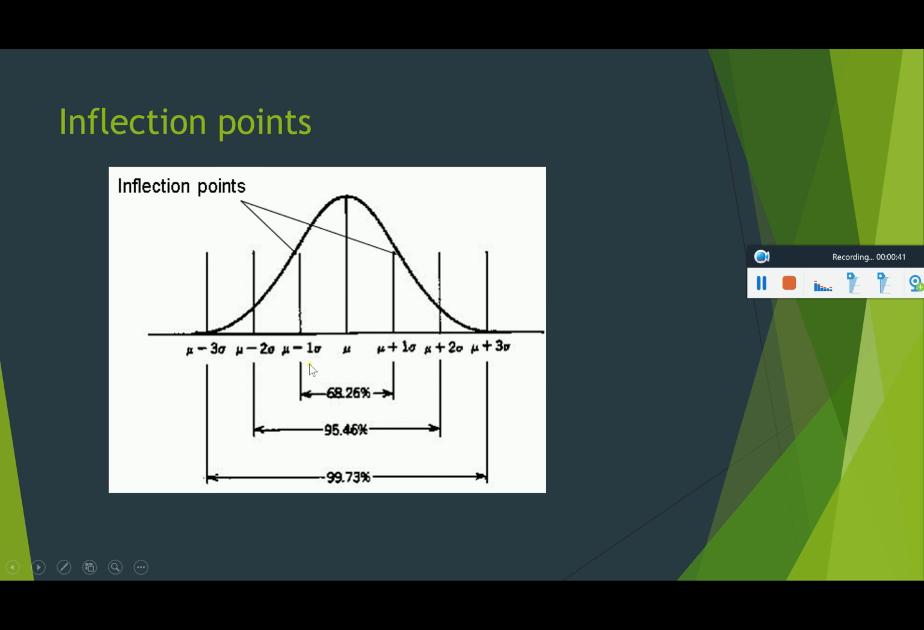All right, so then you have certain standard deviations. That's just how far away you are from your mean. If you're within one standard deviation, you're 68%. Don't look at the 0.26, just do 68%. If you're within two standard deviations, you're 95%. If you're within three standard deviations, you're 99.7%.